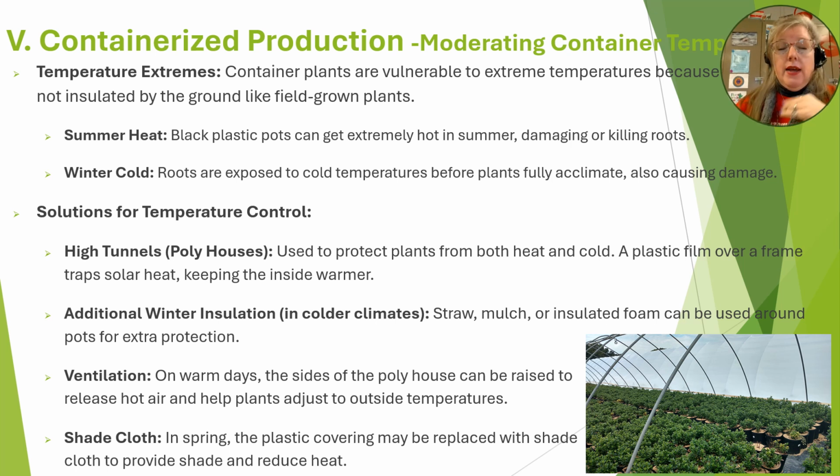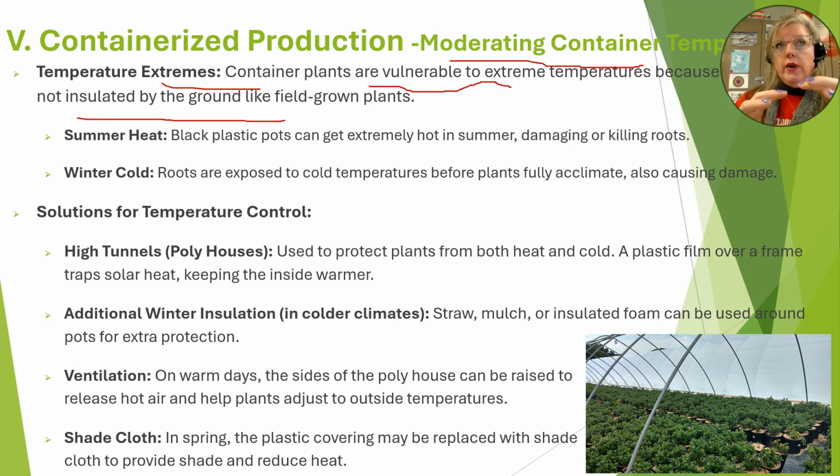the next part of containerized growing. Again, we're imagining we're building a nursery, or we're running a nursery. If we decide to run with container pots, one of the main things is going to be moderating the temperature. Whether it gets too cold or too hot, you're going to kill your plants. These temperature extremes in container plants, they're very vulnerable because they're not insulated in the ground like field-grown plants. The ground maintains a 50 to 60 degree temperature year round, and therefore the plants in the ground have that insulation. 50 to 60 is perfect, not too hot, not too cold.